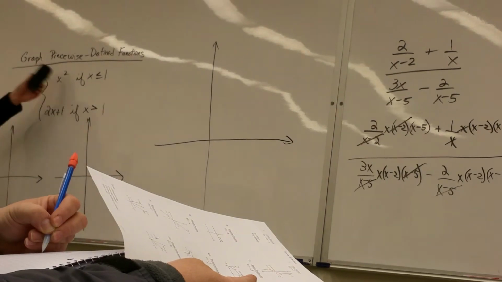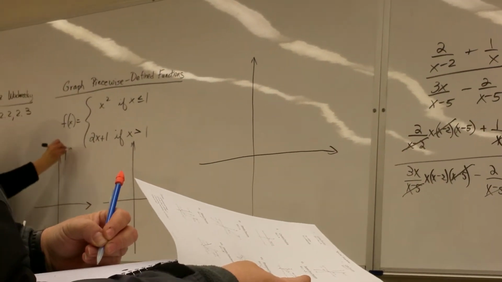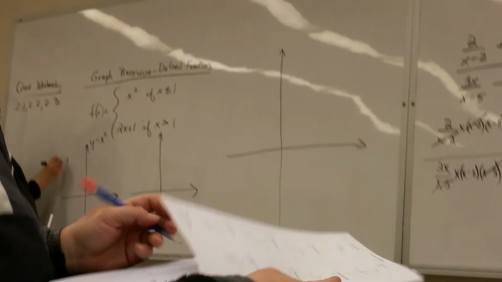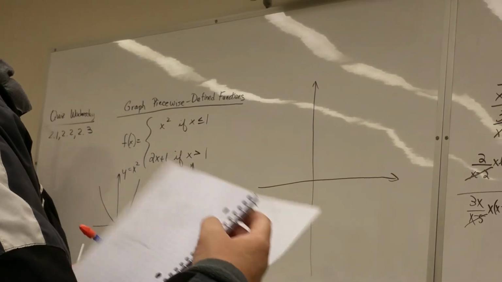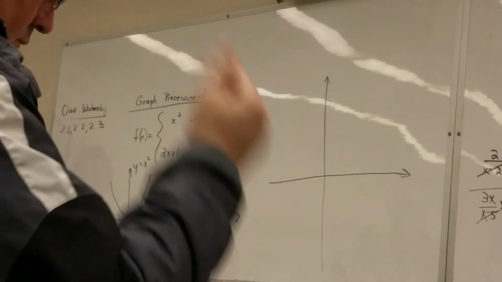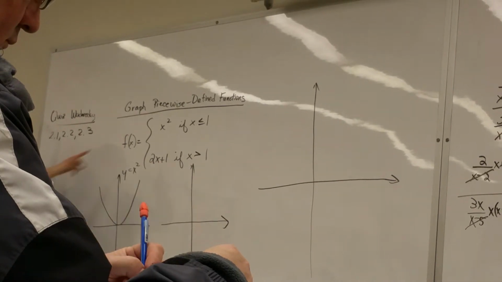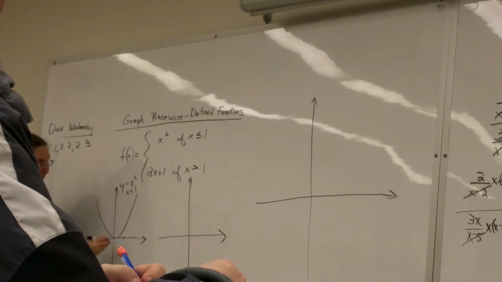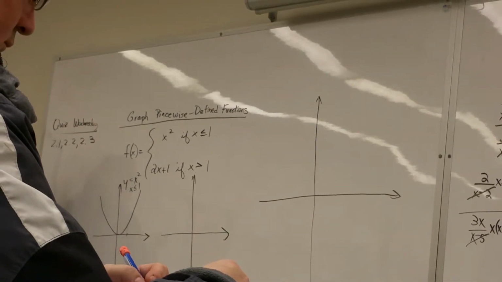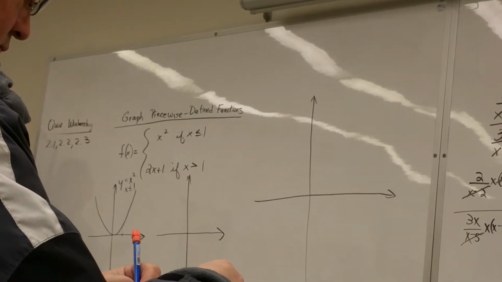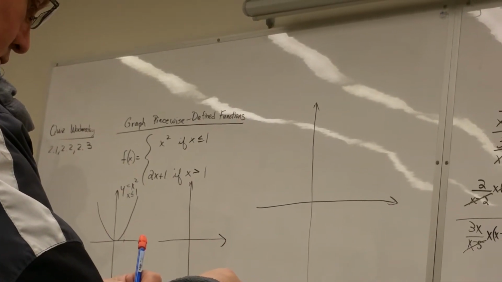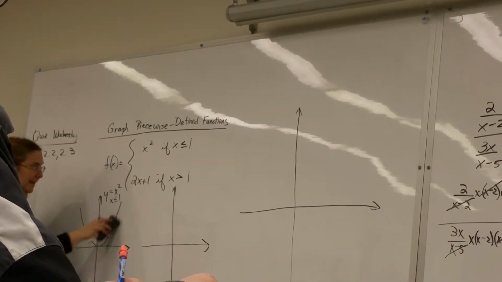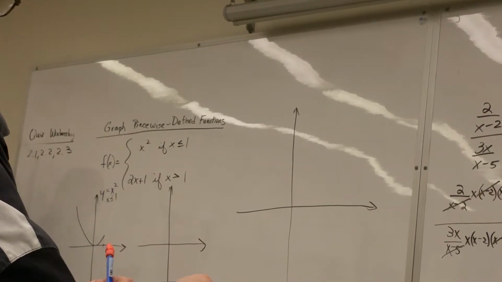First function. F of x equals x squared, so y equals x squared. What does y equals x squared look like? Like that. But I don't want the whole graph. I only want the piece of the graph where the x values are less than or equal to 1. All right, so here's an x value of 1. Where are the x values less than 1? To the left. So I want to keep the piece of the graph to the left and get rid of that piece.